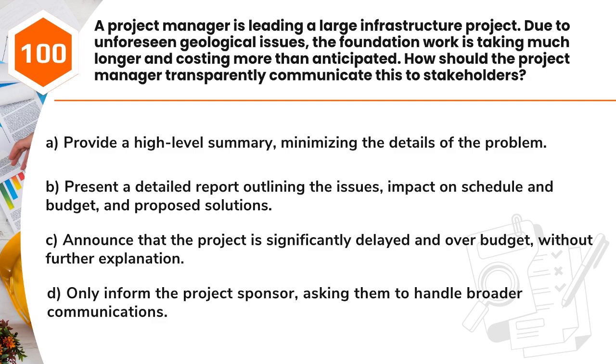Question 100. A project manager is leading a large infrastructure project. Due to unforeseen geological issues, the foundation work is taking much longer and costing more than anticipated. How should the project manager transparently communicate this to stakeholders? A. Provide a high-level summary, minimizing the details of the problem. B. Present a detailed report outlining the issues, impact on schedule and budget, and proposed solutions. C. Announce that the project is significantly delayed and over budget, without further explanation. D. Only inform the project sponsor, asking them to handle broader communications.